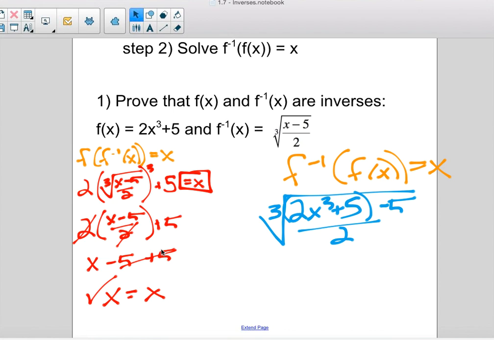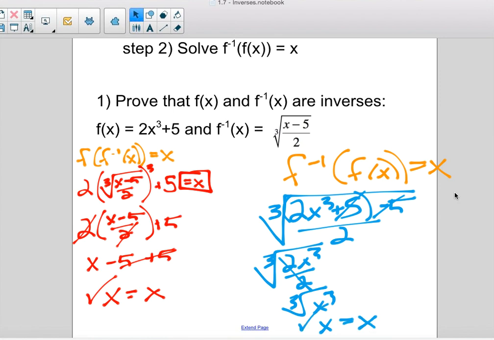And the first thing I can simplify here are going to be the two 5's, right? I got plus 5 minus 5, so it's going to be the third root of 2x to the third over 2, right? Then my 2's would cancel. I'd have the third root of x to the third, and that would all just equal x, right? So I would get eventually x simplified.